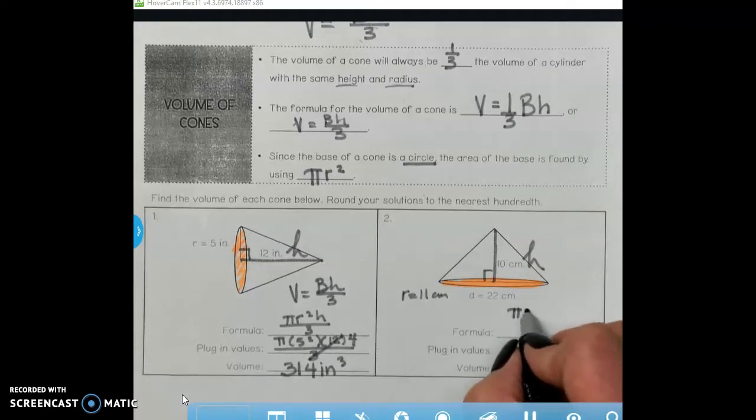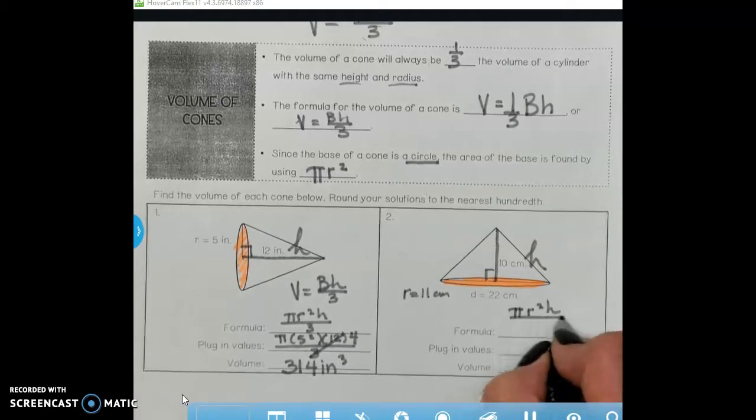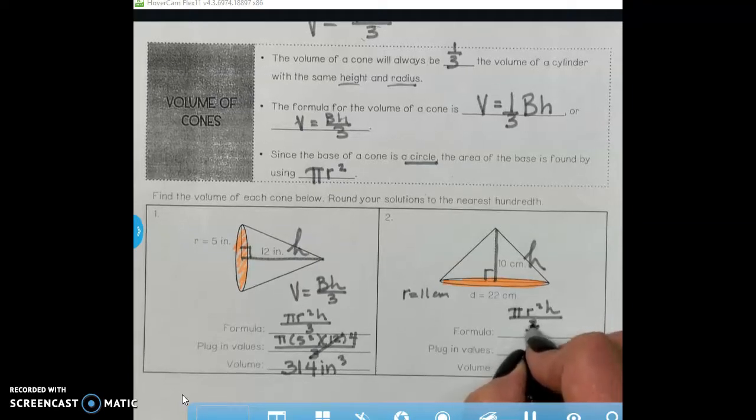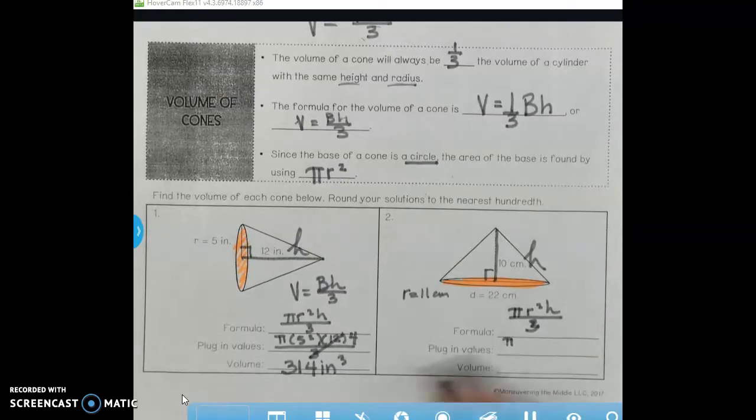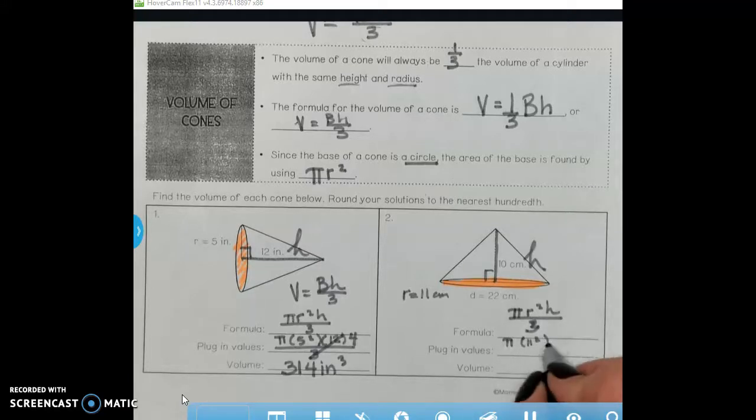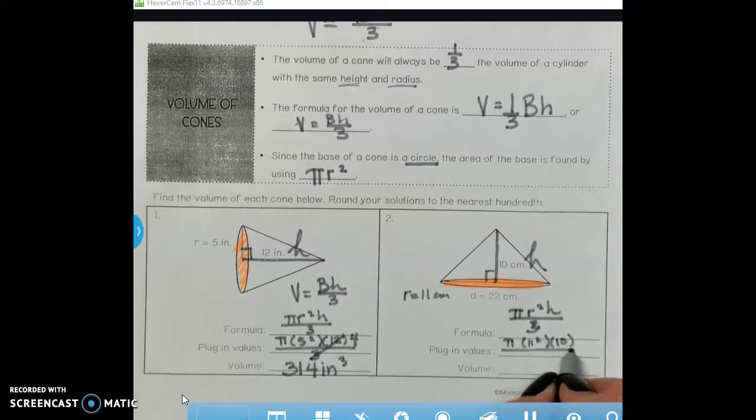So I'm going to go ahead and set up my formula, pi r squared times the height divided by 3. So pi times 11 squared times 10 divided by 3. These numbers, 10 is not divisible by 3, and pi is not divisible by 3. So in some situations, you might just have to go through the motion of finding your values. It's really not a big deal, but that surely did make life a lot easier.